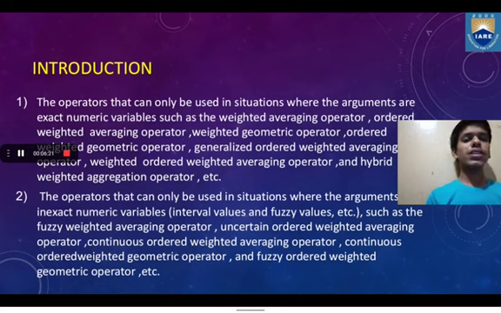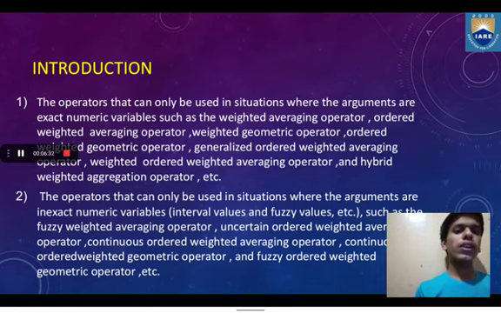So the first category is the operators that can only be used in situations where the arguments are exact numeric variables, such as the weighted averaging operator, ordered weighted averaging operator, weighted geometric operator, ordered weighted geometric operator, generalized ordered weighted averaging operator, weighted ordered weighted averaging operator, and hybrid weighted aggregation operator, etc.